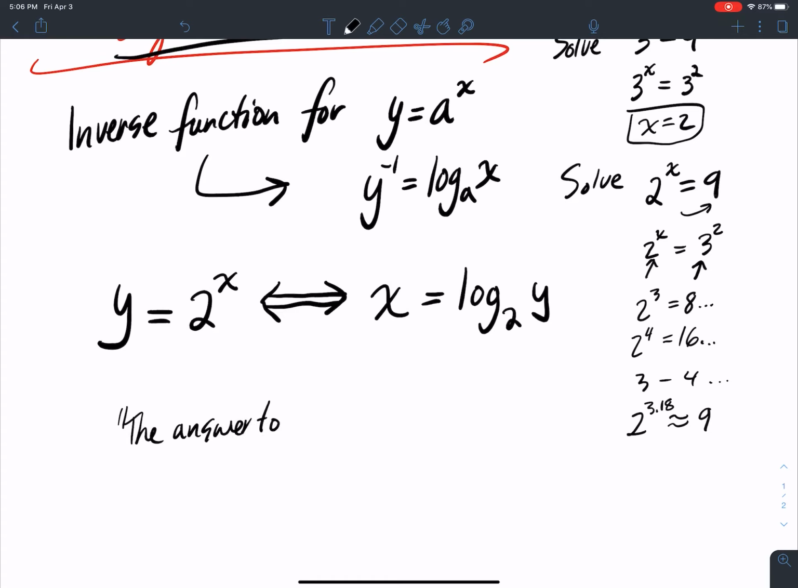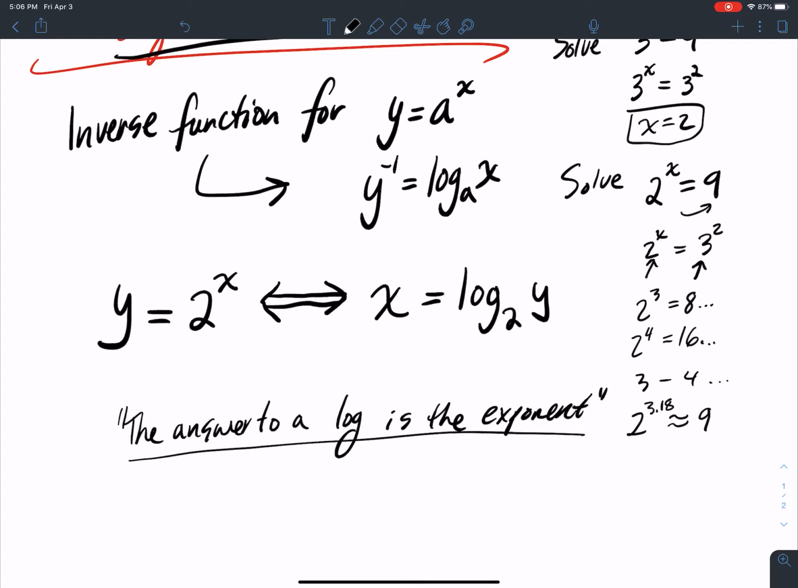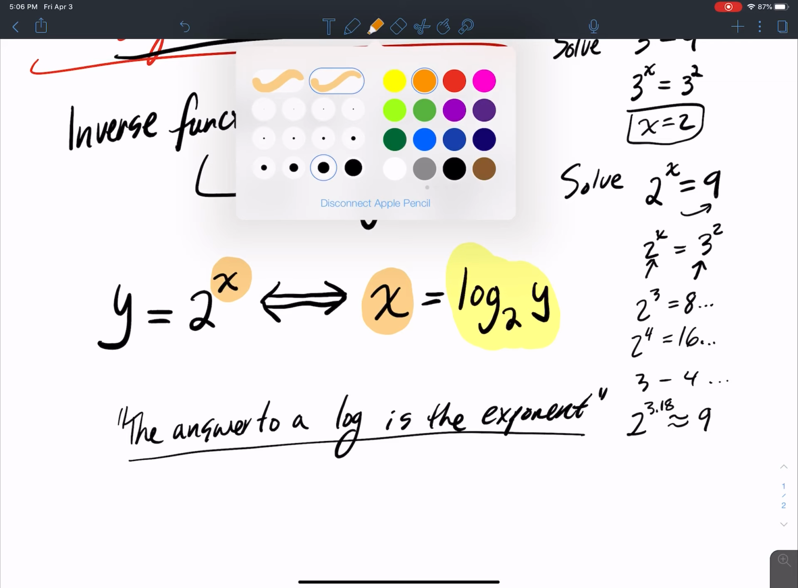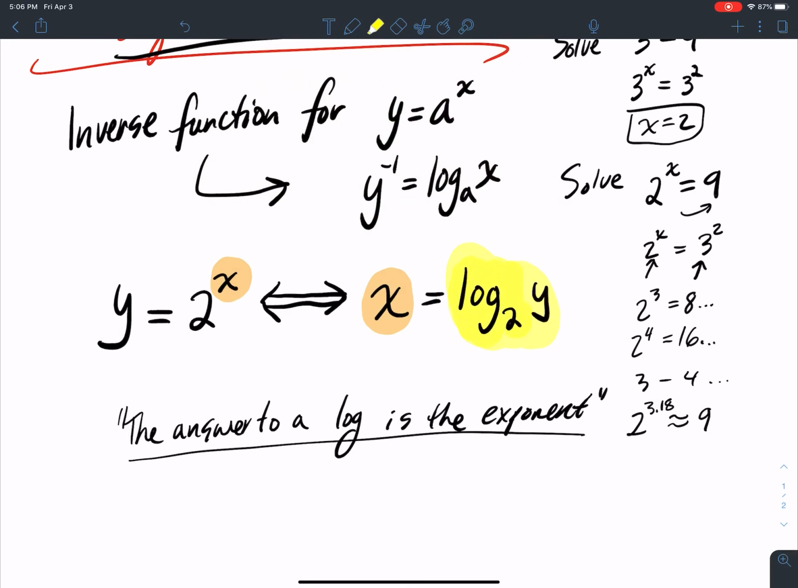The thing to remember here is that the answer to a log is the exponent. So the answer to this logarithm is the exponent. The exponent here is x. So the answer to the log question, log base 2 of y, is equal to your exponent here. What I want you to do is think of the log function and the exponential function as inverses of each other.